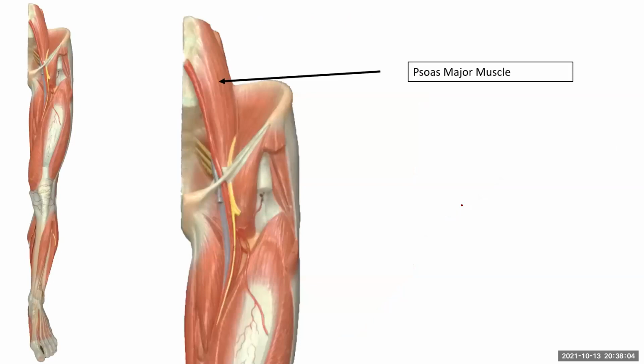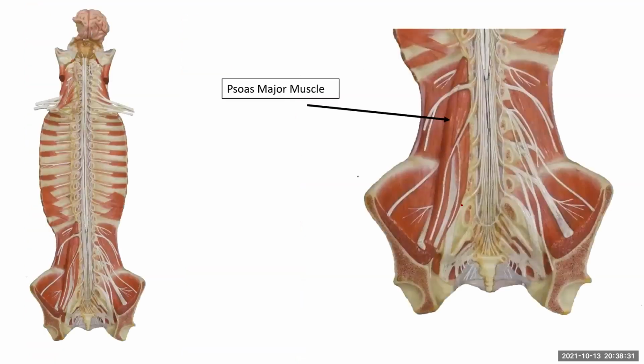All right, so you have a muscle that attaches onto the lumbar spine, and it comes off the lumbar spine and moves down into the pelvic cavity, and then eventually it'll move down into your thigh, your lower extremity. So this muscle is called the psoas major muscle. I'll show you it on another model here. There's the psoas major.